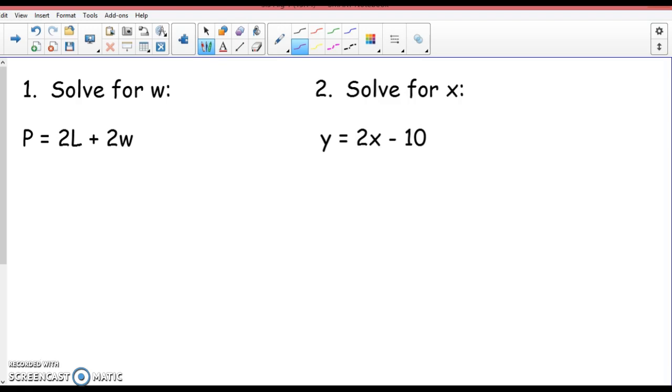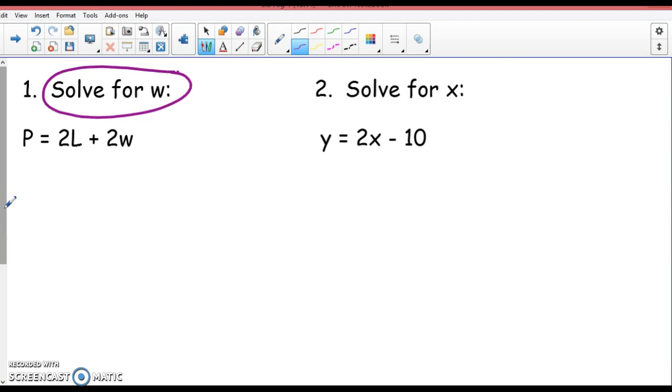So, write down this first formula. P equals 2L plus 2W. I used a capital L here. This is not in your notes. You need to write this on a piece of paper. That is the formula for perimeter of a rectangle. 2 times the length plus 2 times the width equals the perimeter. And the directions say solve for W.